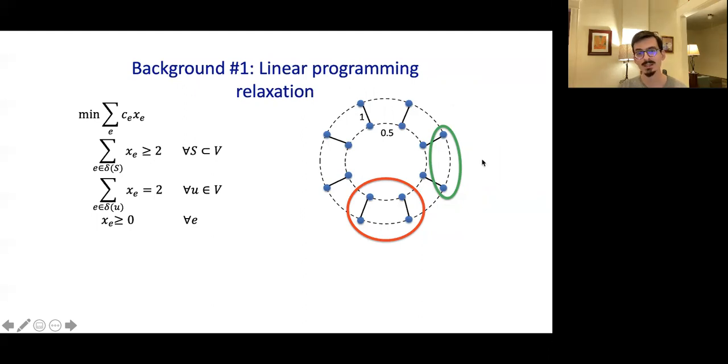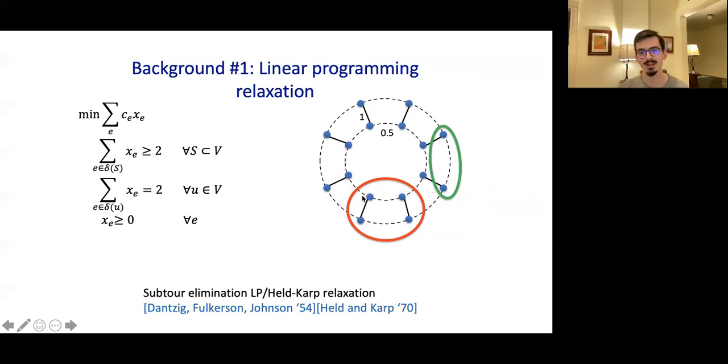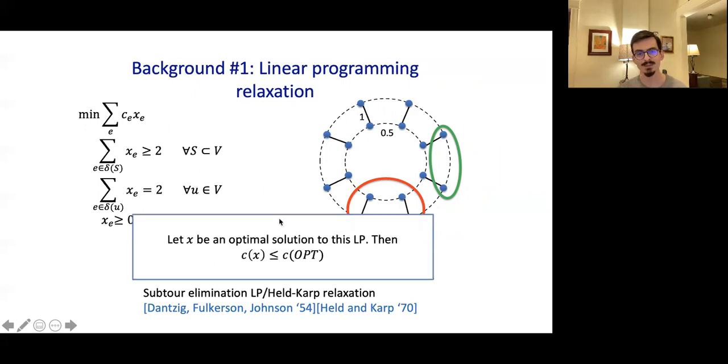And when I say value, I mean you just sum the x's of the edges that cross this cut in the graph. And this is known as the subtour elimination LP, or the Held-Karp relaxation. And note that even though I've written an exponential number of constraints here, it can be solved in polynomial time via a separation oracle. I can always find the smallest cut of the graph, and if it's below 2, I can return it as a violated constraint. And of course, this is a relaxation of the problem, so an optimal solution to this LP bounds the cost of OPT.